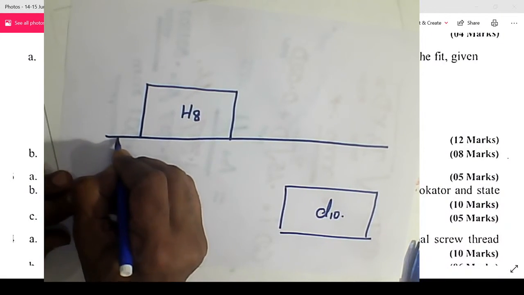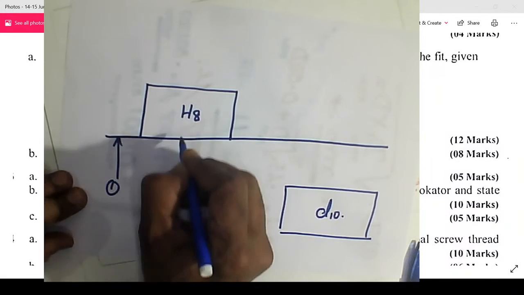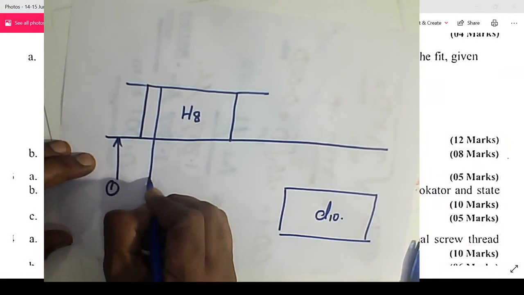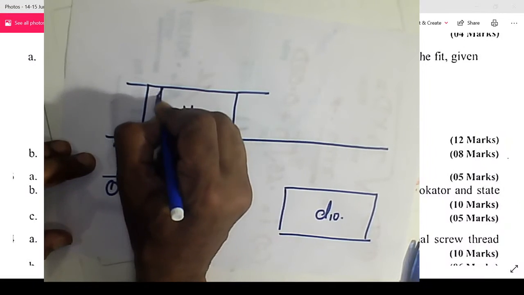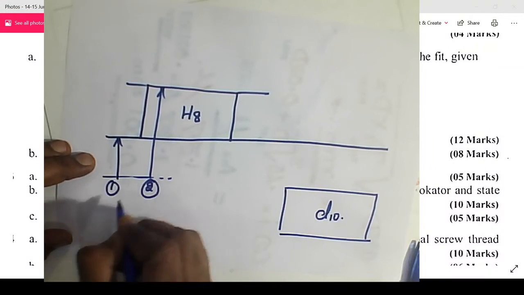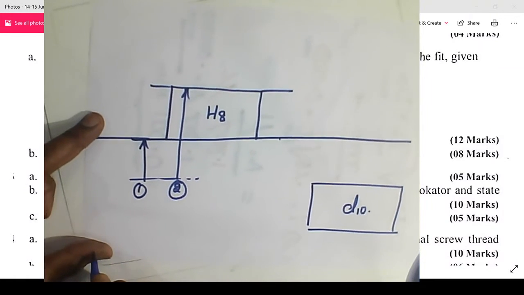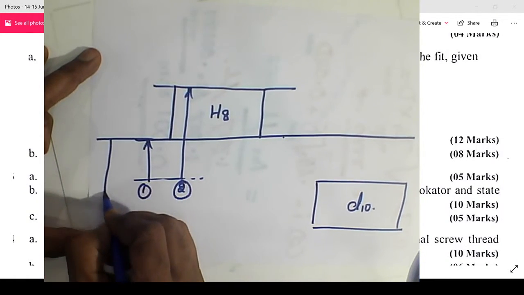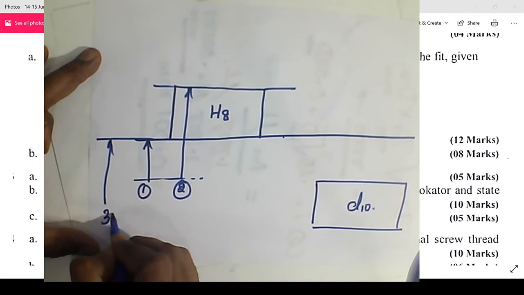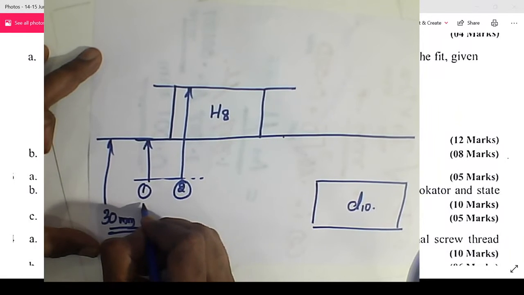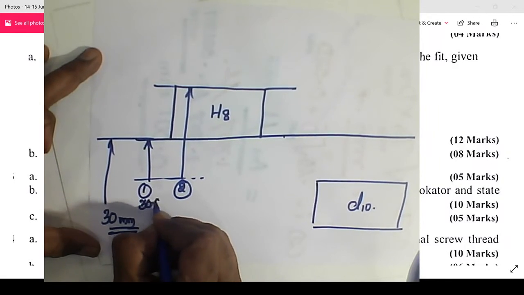Now we need two values. One value of hole, next, second value of hole. And this basic size is given as 30 mm. Can you see all these things? This is 30 mm, given in the problem. So first value is 30.